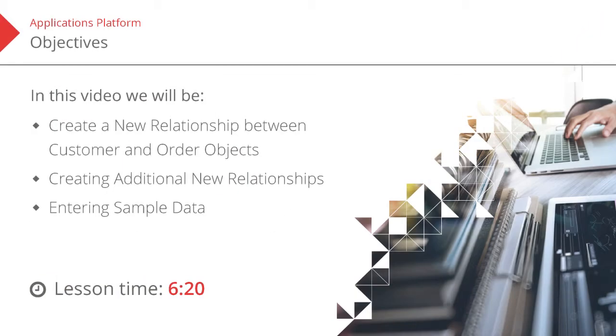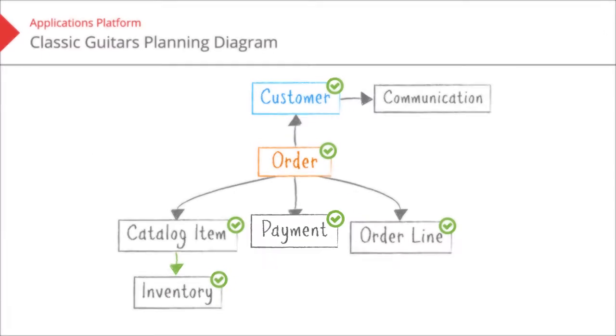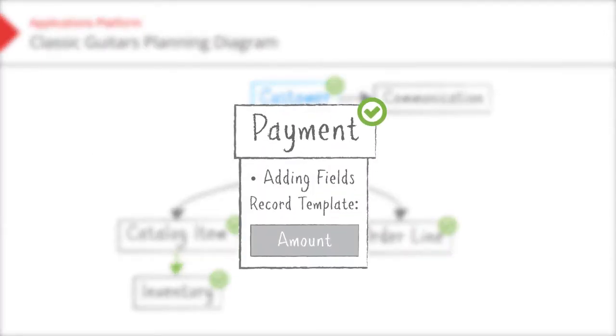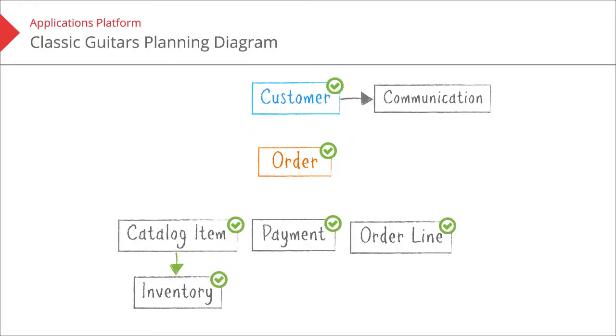Here are the objectives and approximate running time for this video. In the previous video, we added fields and updated the record name template of the payment object. In this video, we will create a relationship between the customer and order objects, and in addition, establish relationships between our other related objects. We will also add demo data for customers, orders, order line, and payments.